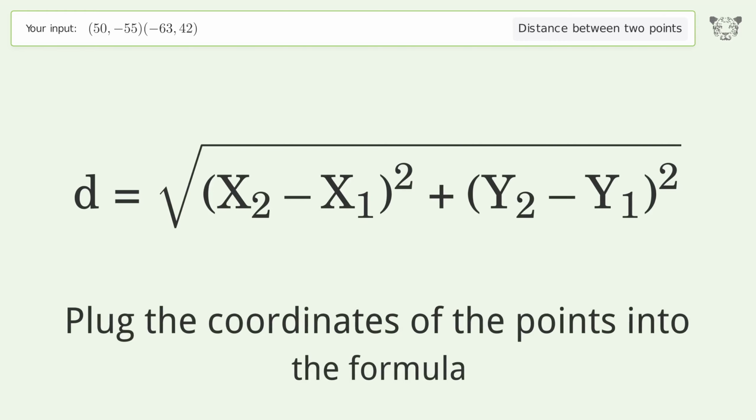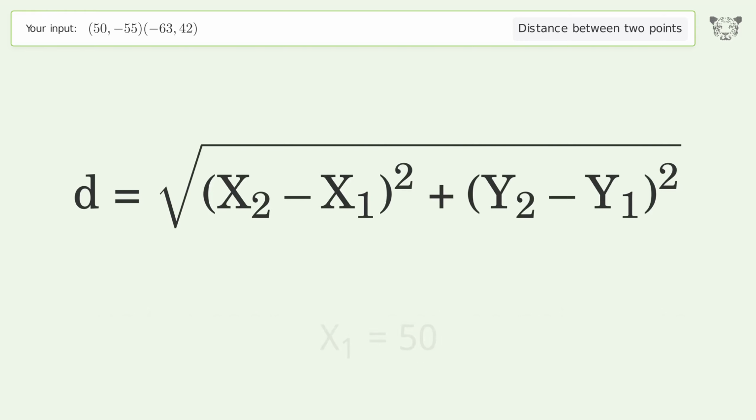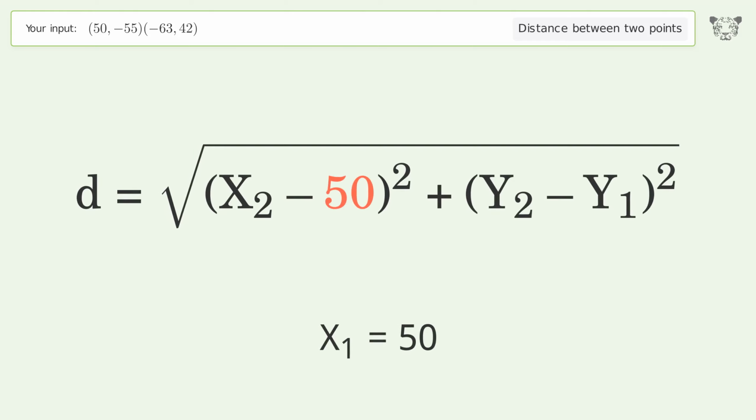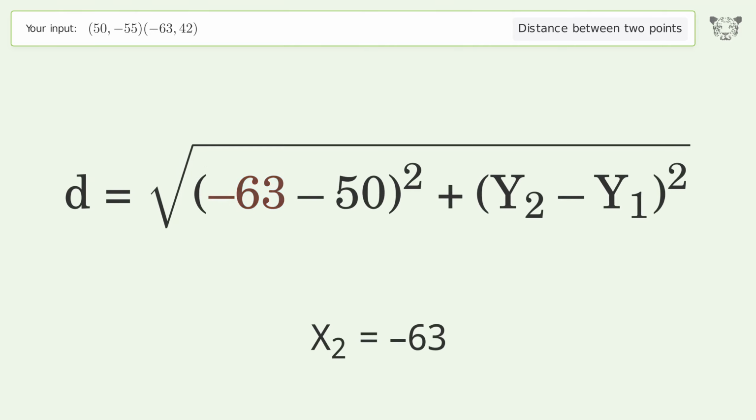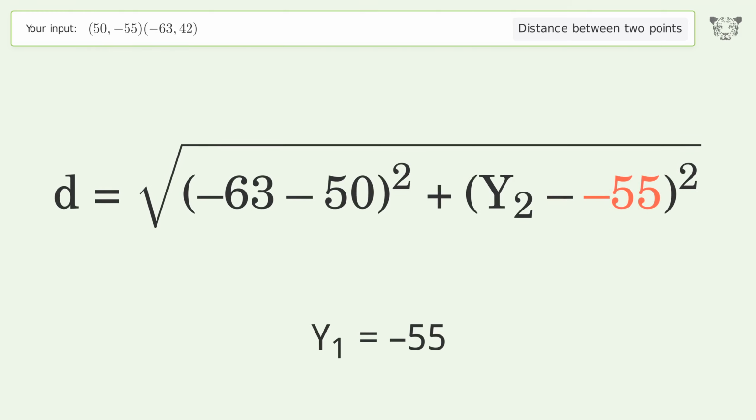Plug the coordinates of the points into the formula. x1 equals 50. x2 equals negative 63. y1 equals negative 55. y2 equals 42.